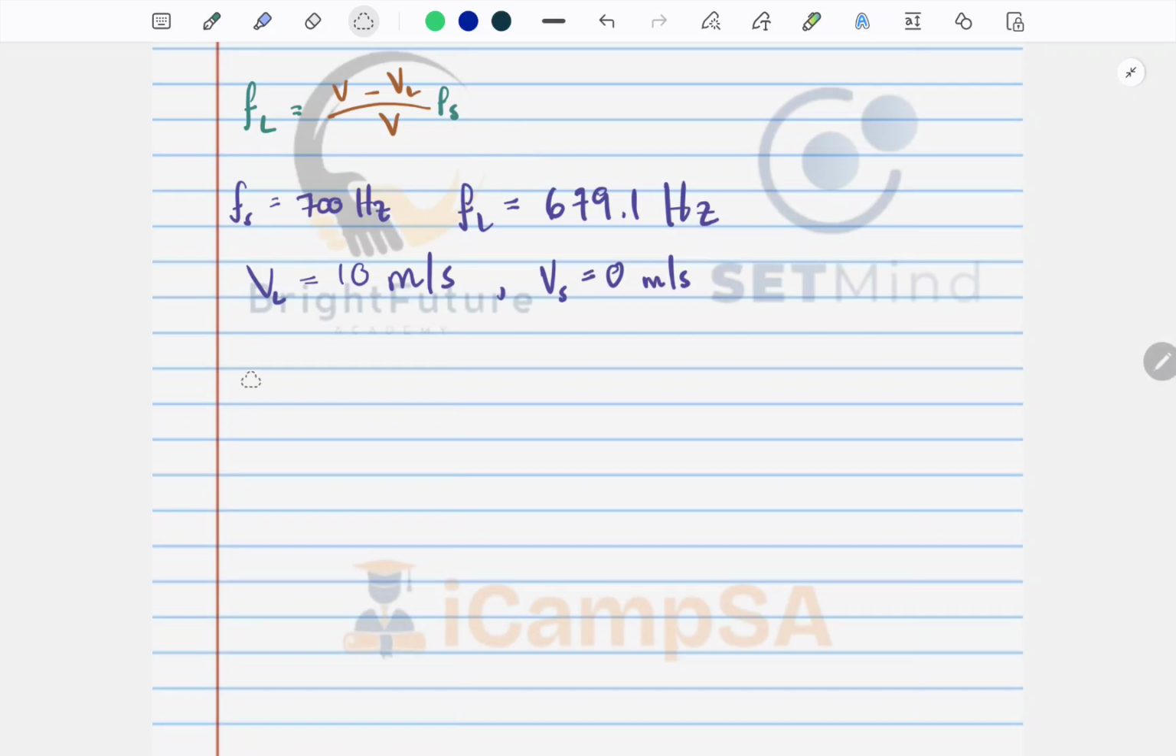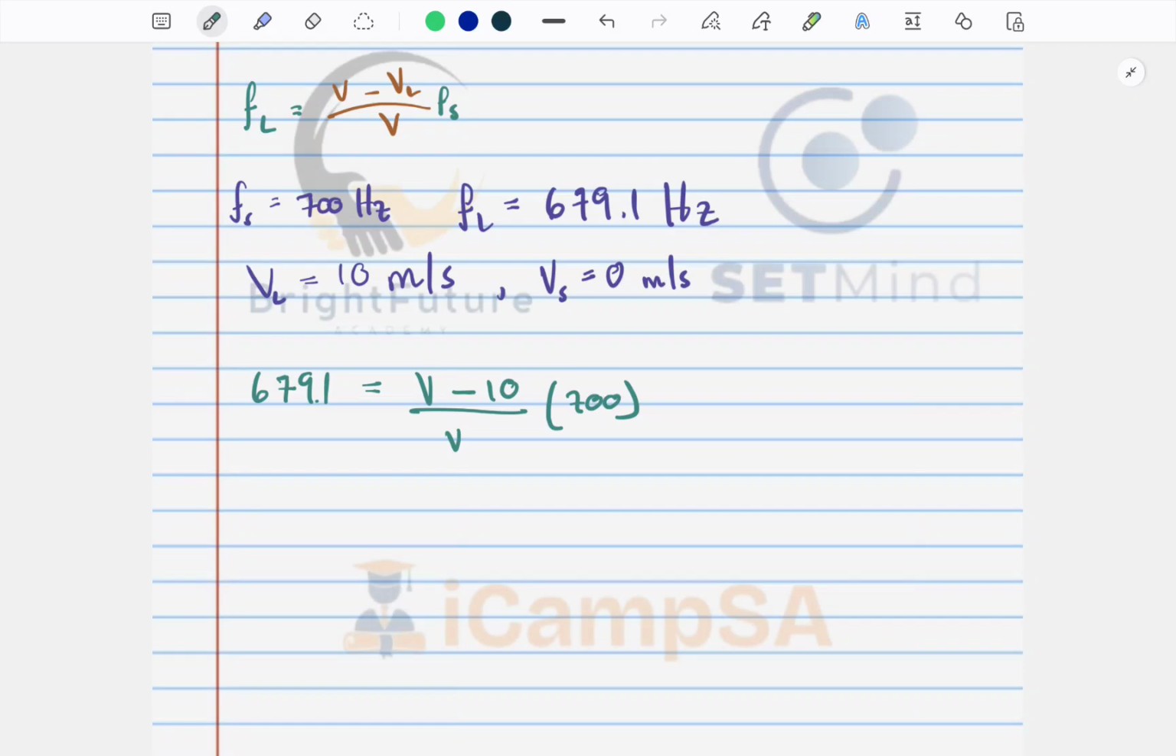So that means for our FL here, what we're going to have is 679.1 is equal to V, which is what we are looking for, minus 10 meters per second, because this is the velocity of the listener. Then all over, what do we have here? We're going to have V again, and then all times 700. Okay, then we can work around this to see what we get.